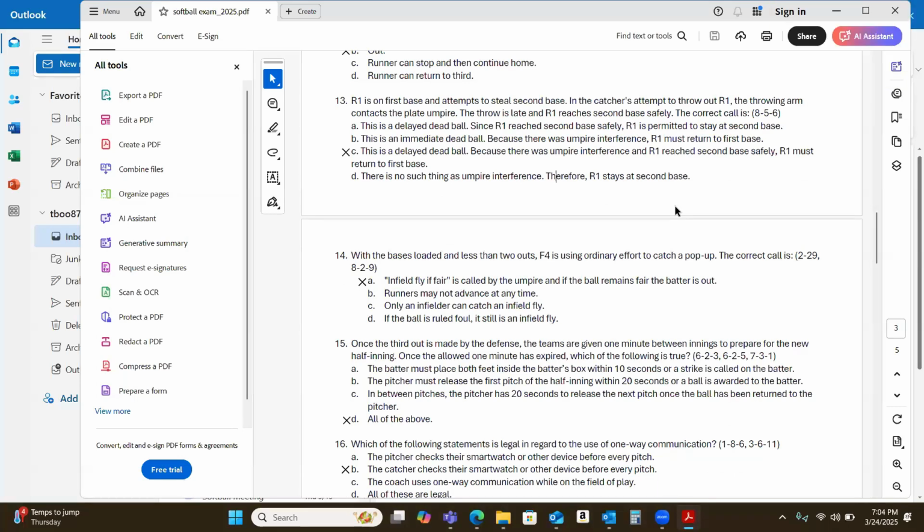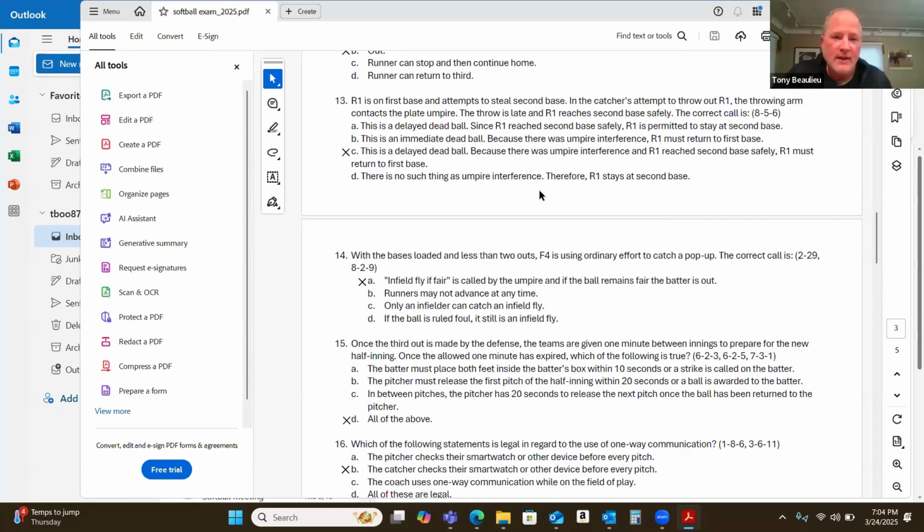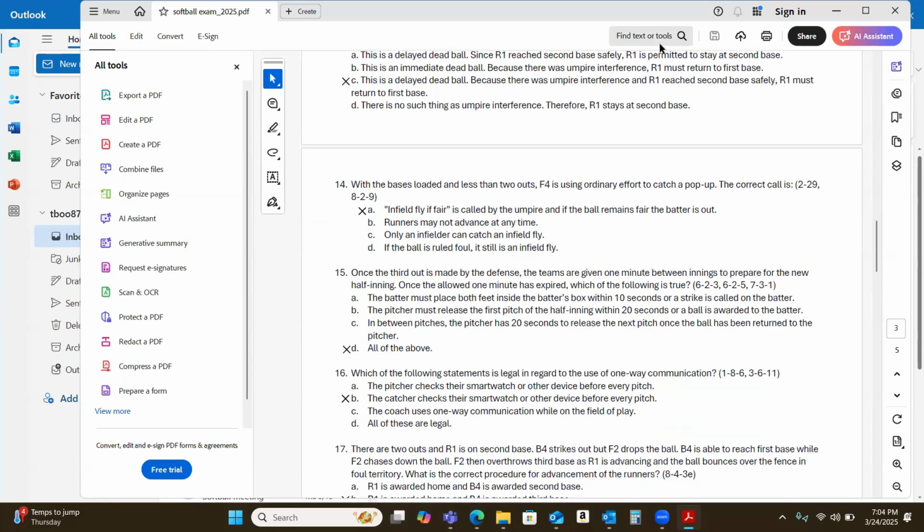Don't get into saying, well, hey, we should go back and that's no pitch, blah blah. No, don't get into any of that. Umpire interference happened after the pitch. So the pitch is whatever you call. I'd like to see a situation where umpire interference happens during the pitch. That would be interesting.